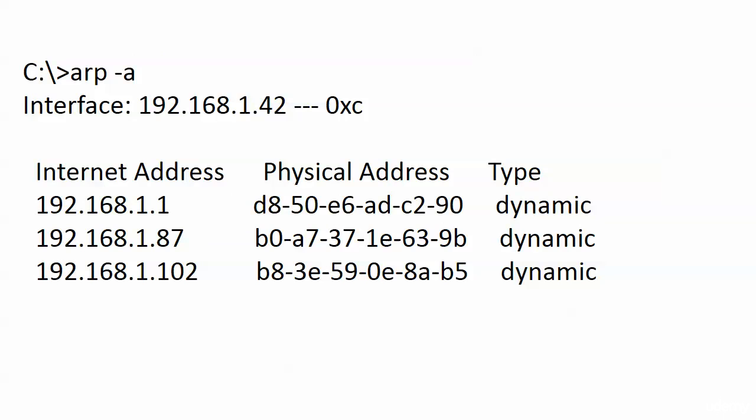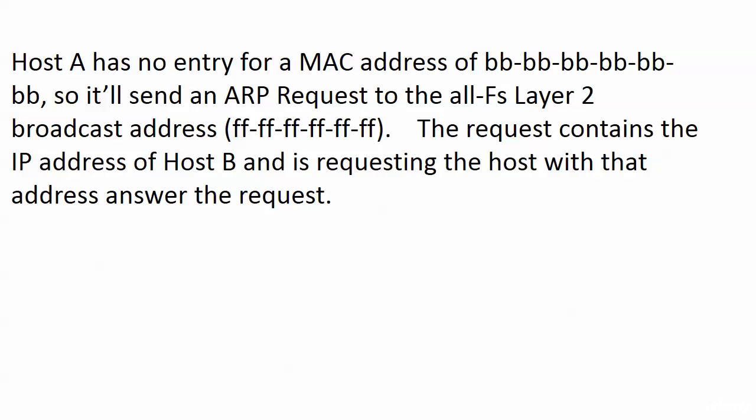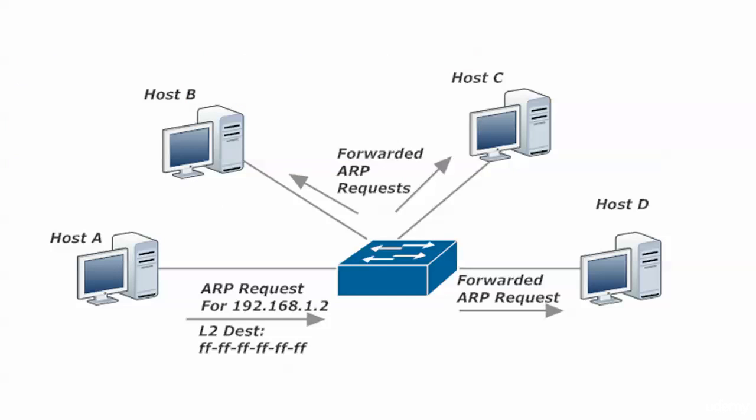We did not put these ARP entries in statically. So we're sitting there with that, but we look at this and what we don't see is an entry for a MAC address of all B's, which we're assuming host B has. So host A will send an ARP request to the all F's layer 2 broadcast address. And when I say all F's, by golly, I mean all F's, 12 of them. And remember, this is a layer 2 broadcast. That request contains the IP address of host B and is requesting that the host with that address answer the request.